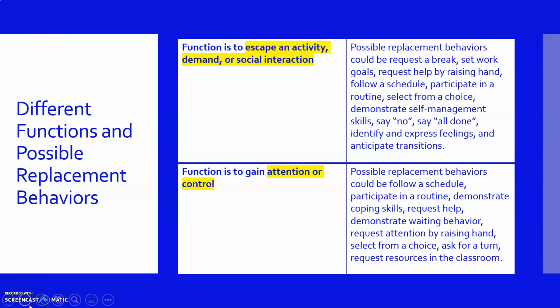Then the next one is to gain attention or control, which we do see a lot in middle school. So again, we could follow schedule, routine. We also want them to demonstrate coping skills. So that's that social emotional intelligence that we want. Request help when needed. Demonstrate waiting behavior. So you might be helping another student and they get frustrated. So we want them to show that appropriate behavior when they're waiting.